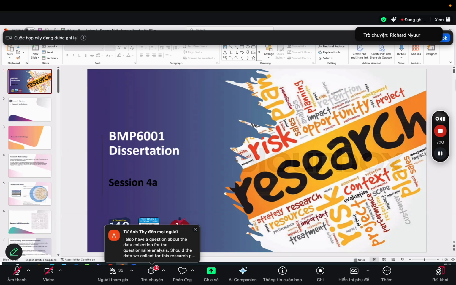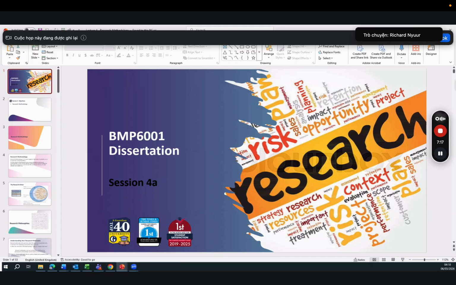Okay, I also have a question about the data collection for the questionnaire analysis. Should the data we collect for this research portfolio be used as actual data for the final dissertation later? Or is it just a small sample to demonstrate our skills? For the dissertation portfolio, you do not need to collect data, okay? You do not need to collect data.